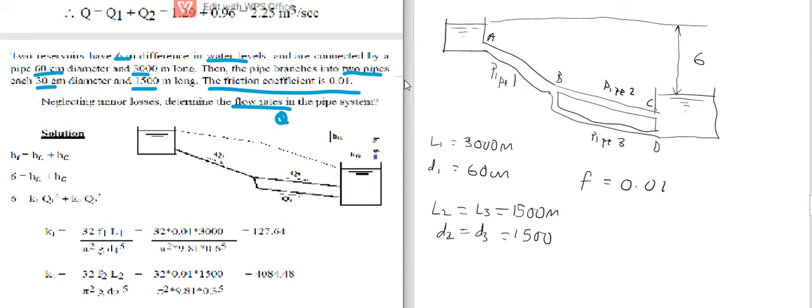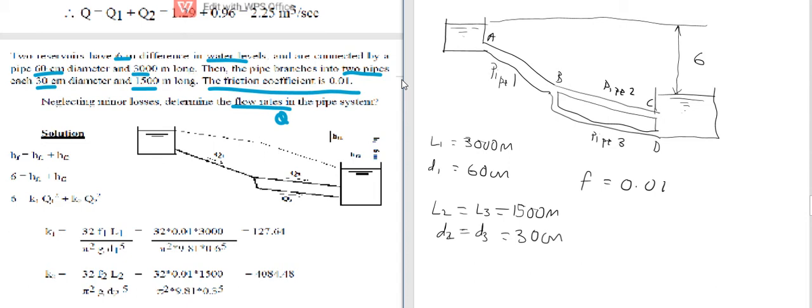Then it branches to BC and BD, which are of equal length. Don't mind the diagram here, it's supposed to be kind of straight, but just bear with me. L2 is equal to L3, which is 1500 meters, and D2 is equal to D3, which is not 1500 meters, it is 30 centimeters. And we have the friction constant F is 0.01.